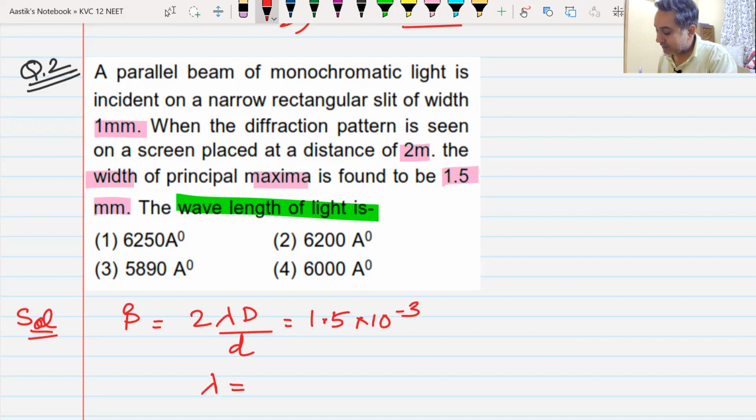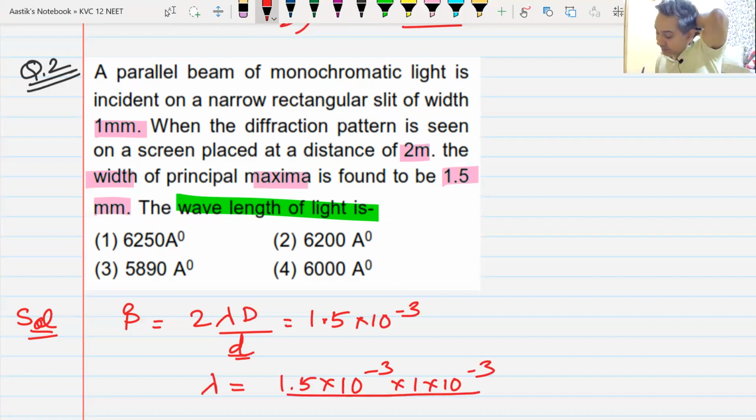So how will I get the value of lambda? 1.5 into 10 raised to the power minus 3 multiplied by d. d is 1 into 10 raised to the power of minus 3, 1 mm, divided by 2 into the distance between the slit and the screen, that is 2 meters. That is the answer that you should get.